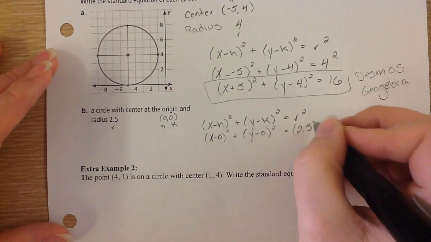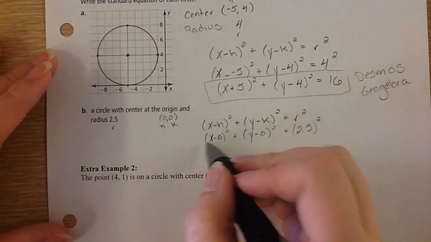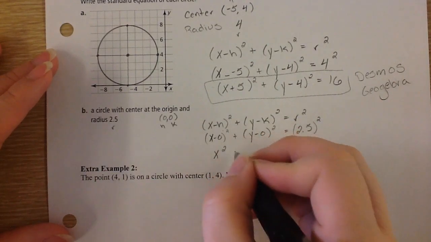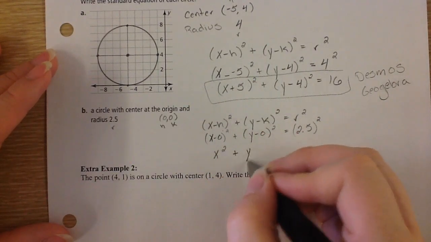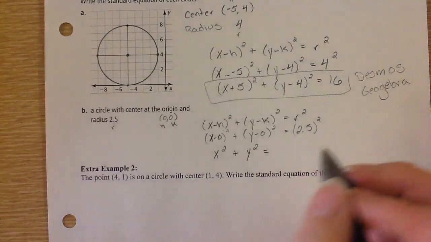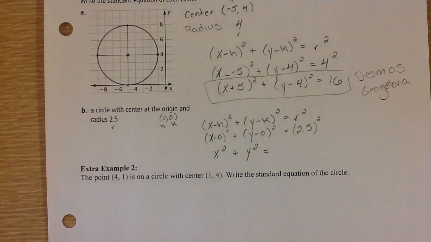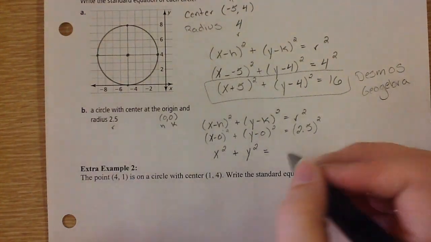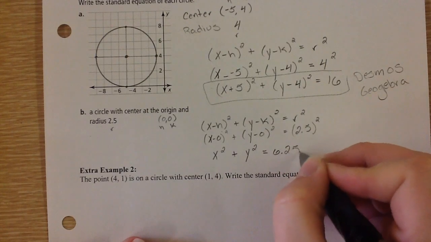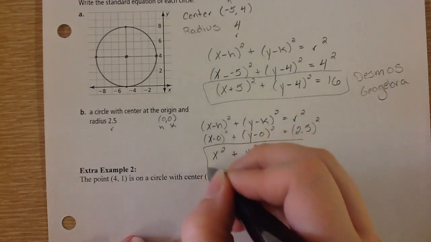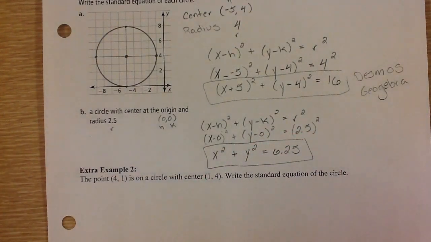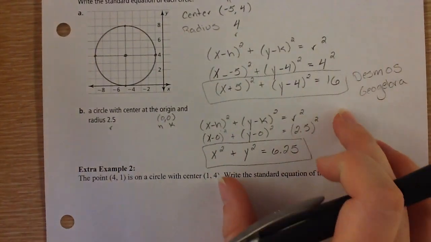2.5, I need to square that whole thing. Well, x minus 0, that's just x, so we'd have x squared plus y squared equals 2.5 squared. 2.5 squared is 6.25. My equation.